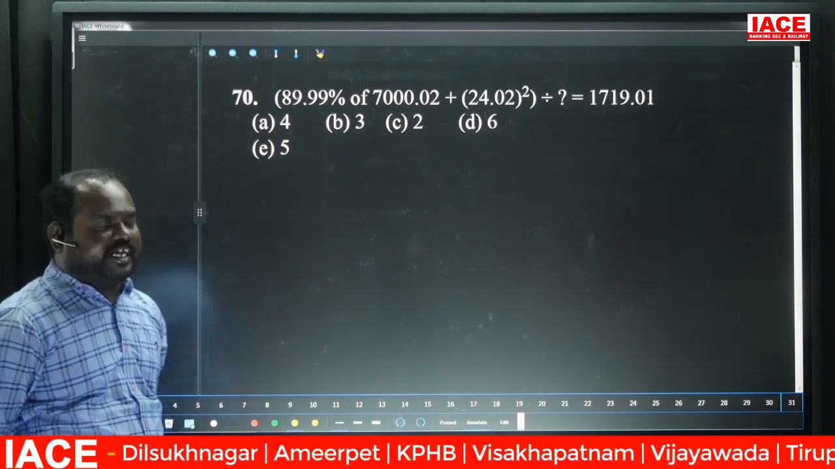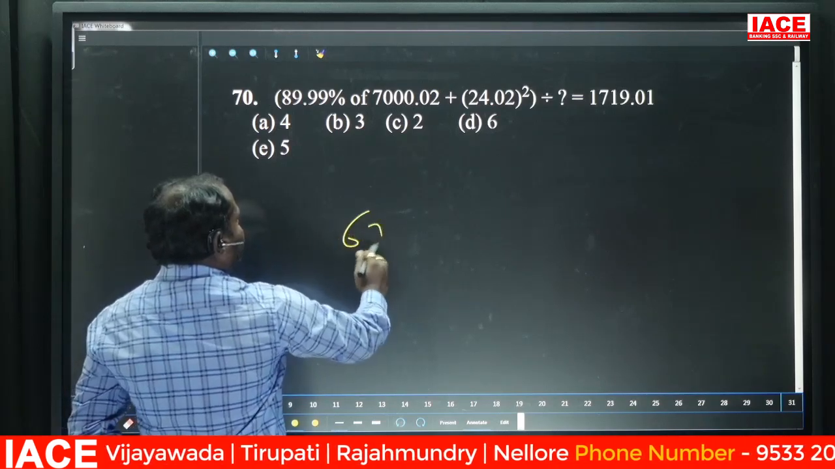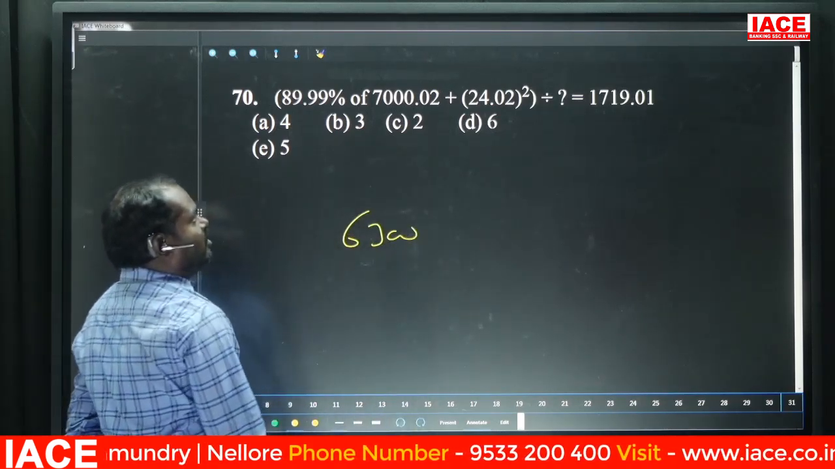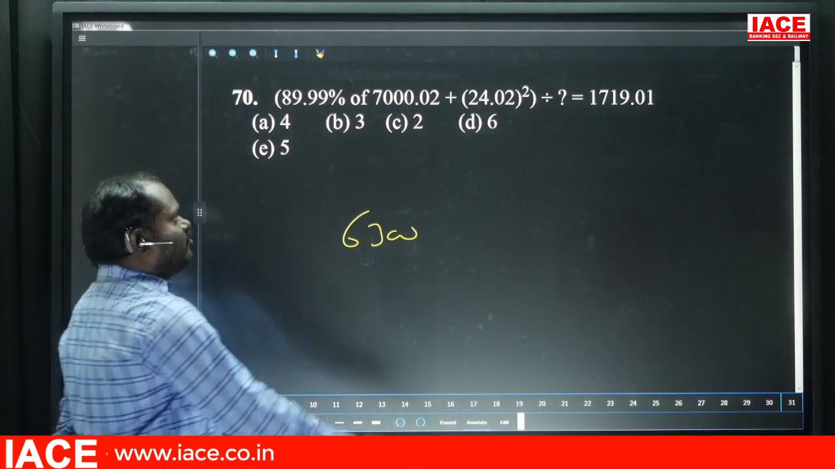89.9, roughly take it as 90 percentage. 90 percentage of 7000, nothing but 6300. 24 square divided by question mark, that is 24 square, that is 576 by question mark, 6300.